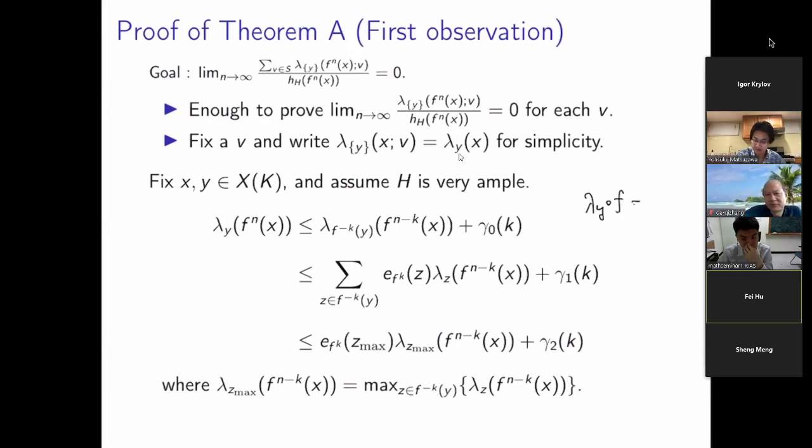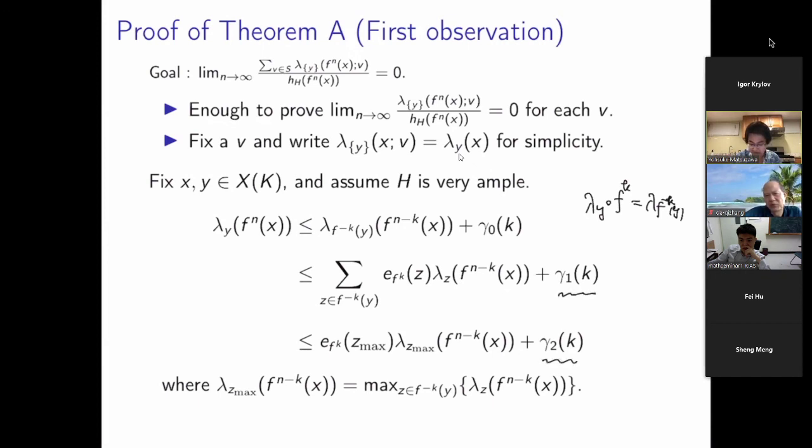So it depends on the map. Yes, that's right, it depends on the map. So here we apply this. This depends on K, but this doesn't depend on the point X. And gamma 1 is also the same reason.